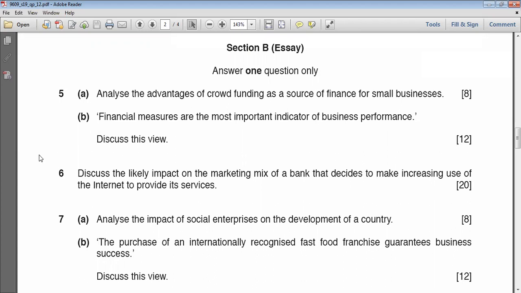For the B questions, the same. Define first what we mean by financial measures and what are indicators of business performance. When you have shown sufficient knowledge, that's the moment the knowledge will be considered as full marks, or they will know that you have a strong understanding.